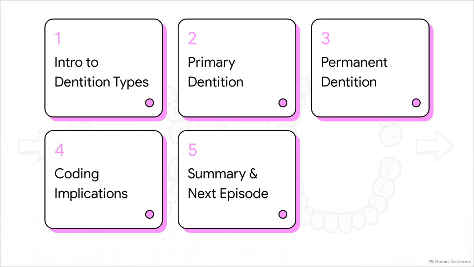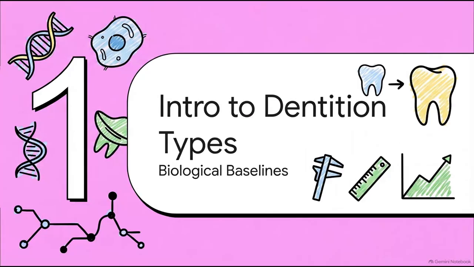Here's a super quick look at our agenda. We're moving chronologically today. We'll set the biological baselines, map out the timelines for both primary and permanent teeth, jump straight into the practical coding implications, and then wrap things up. All right, let's jump right into Section 1, Introduction to Dentition Types.